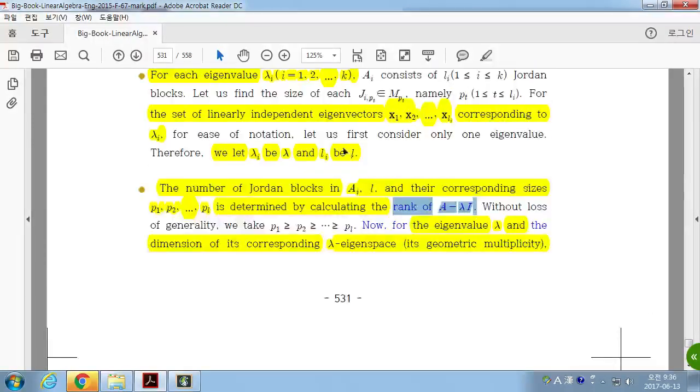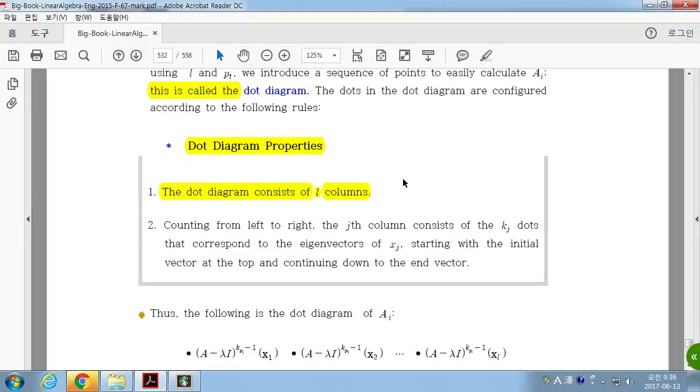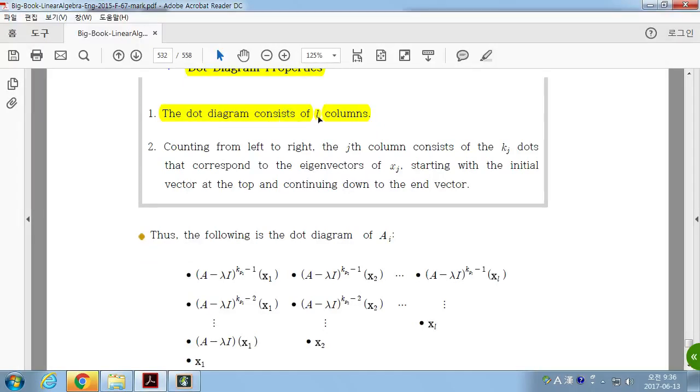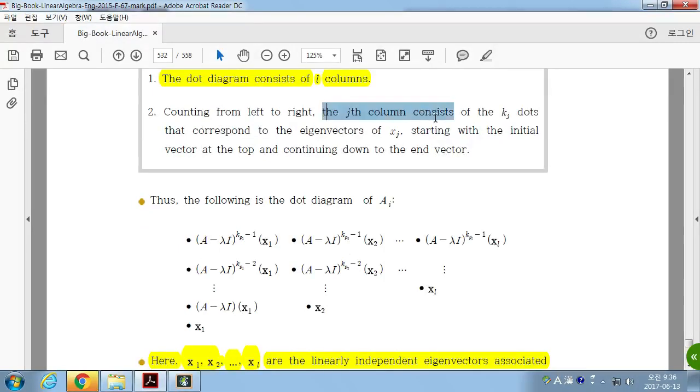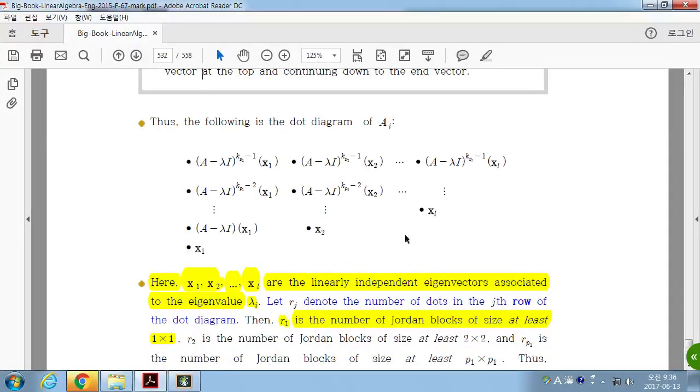And you have read this, so I will start to introduce the idea of the dot diagram. The dot diagram consists of L columns. That's the number of Jordan blocks. Counting from left to right, the jth column consists of k_j dots that correspond to the eigenvectors of x_j, starting with the initial vector at the top and continuing down to the end vector like this. Okay, this is the idea of the dot diagram.